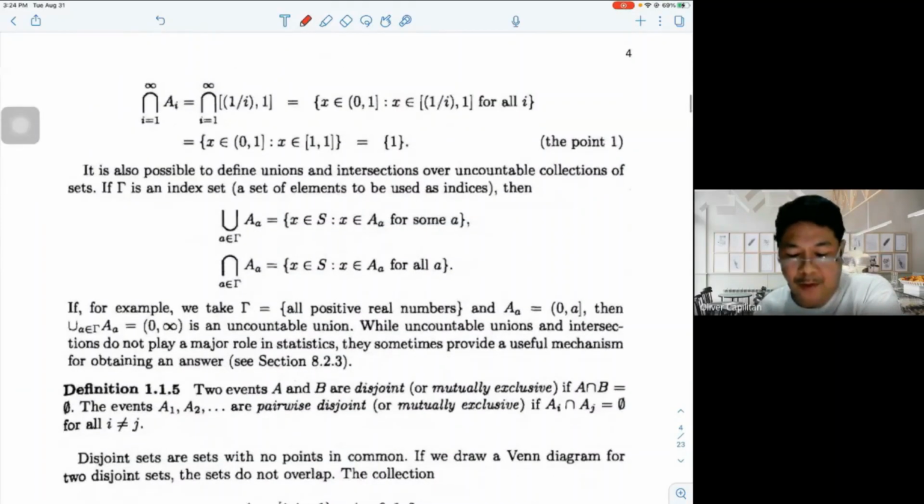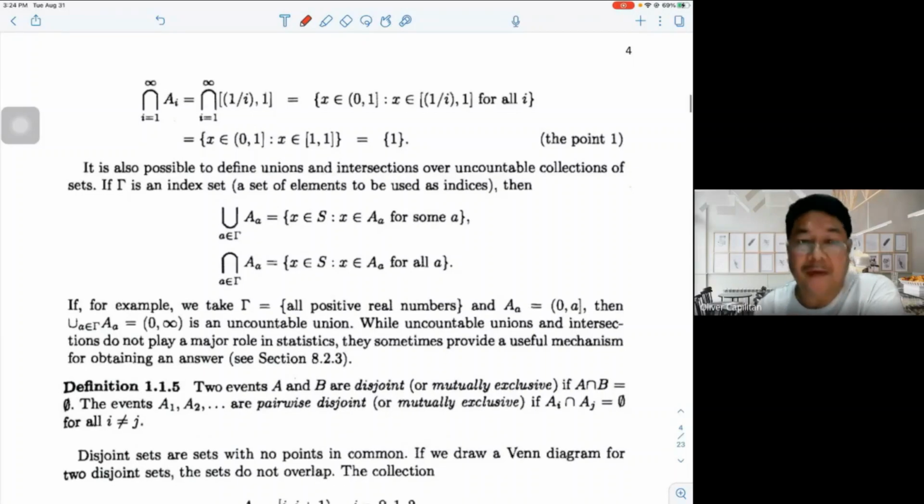And then we have also the uncountable union of A sub alpha, as alpha is an element of this index set gamma. And then we have also the uncountable intersection of A sub alpha, alpha is an element of this index set gamma.